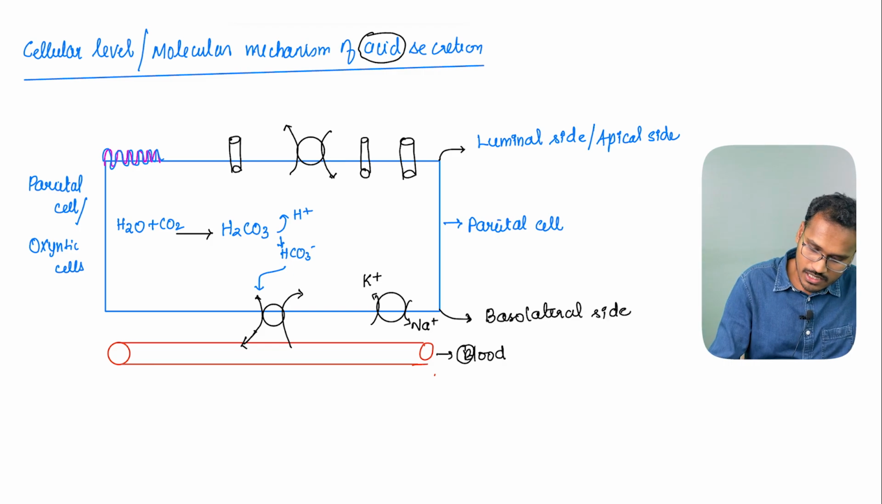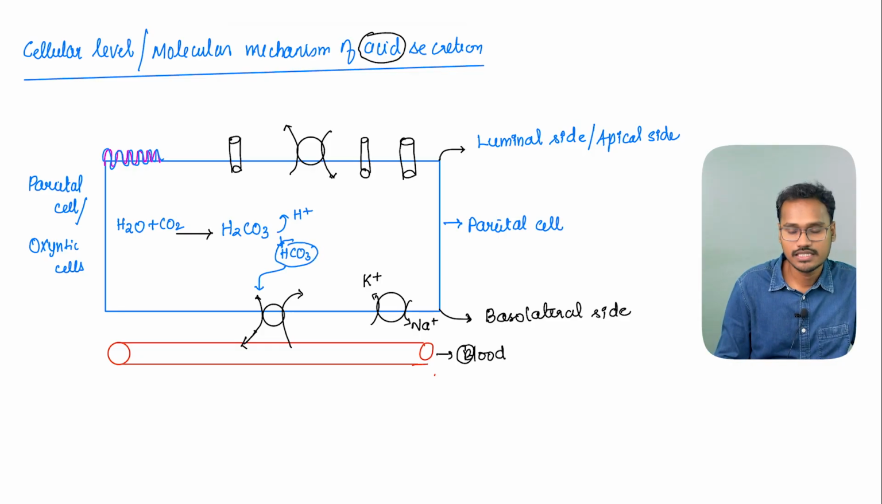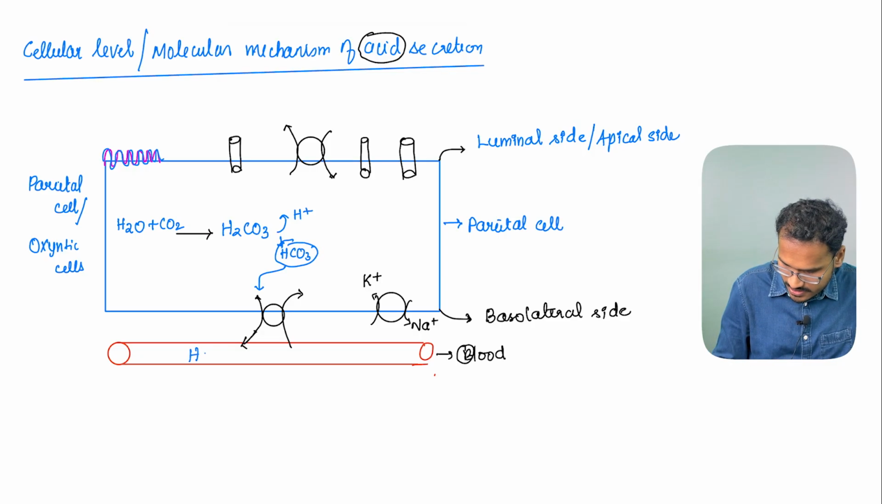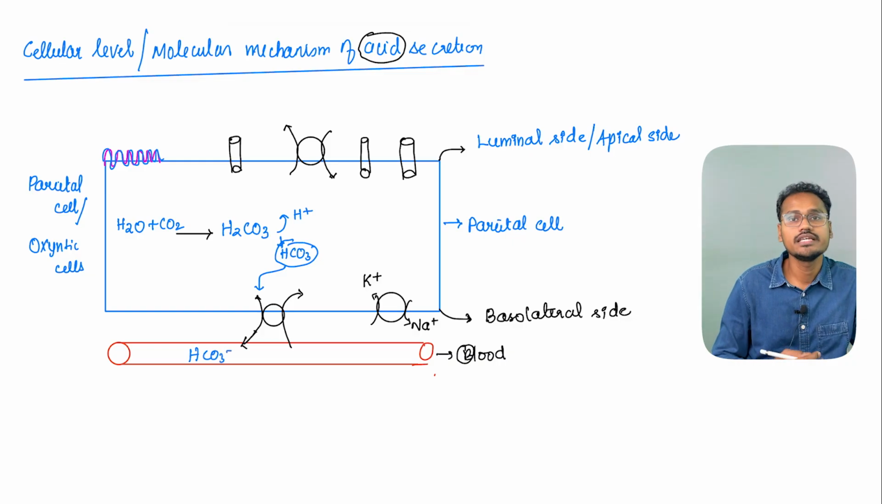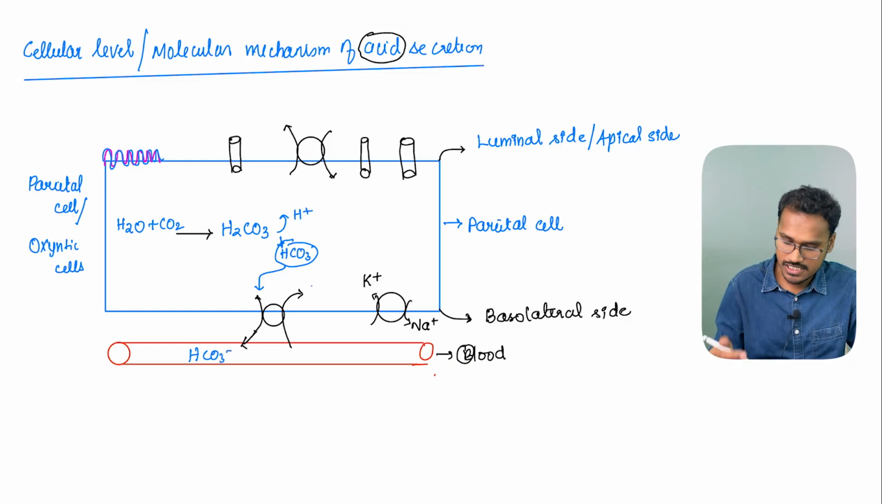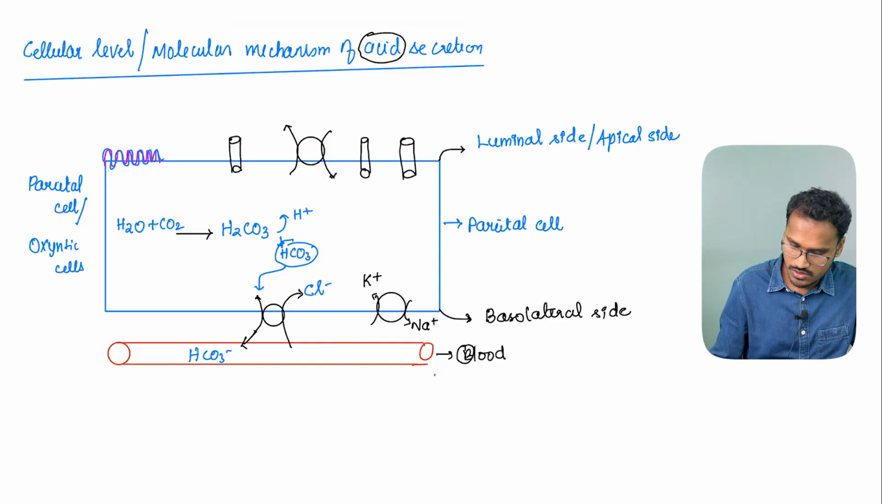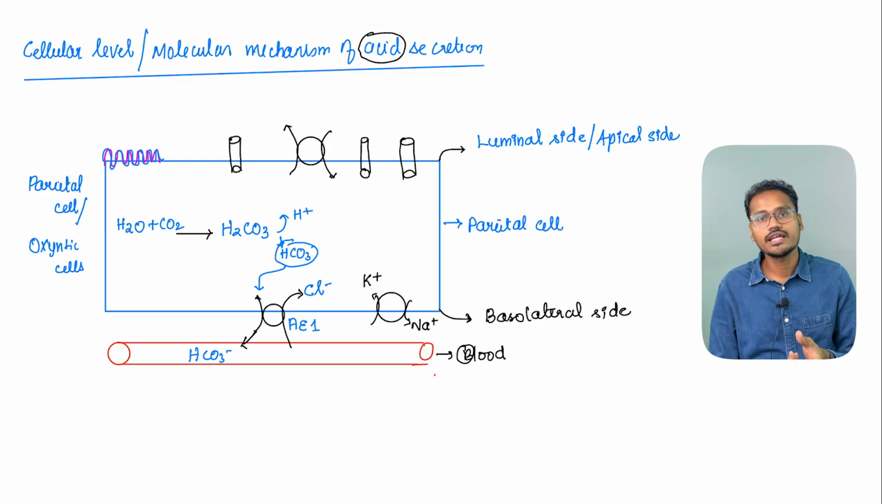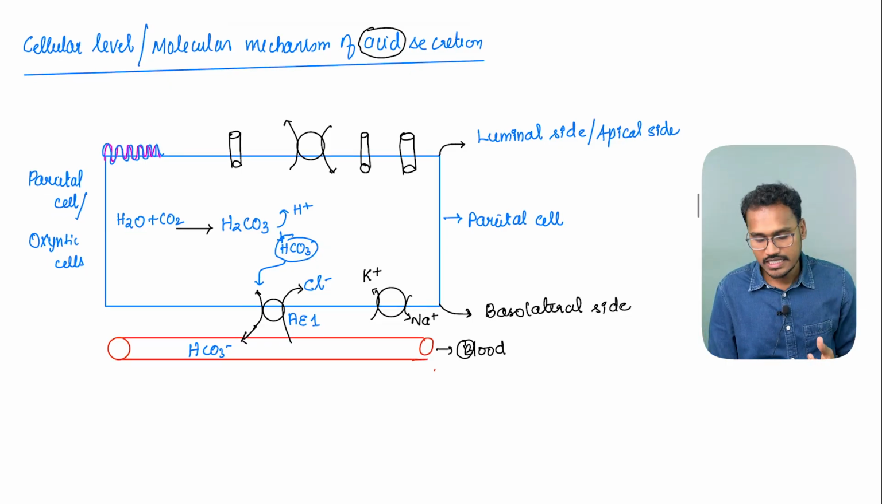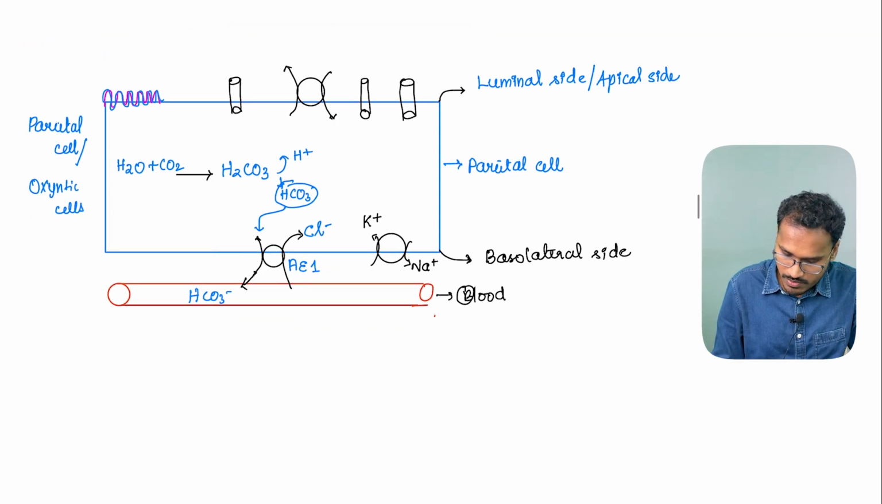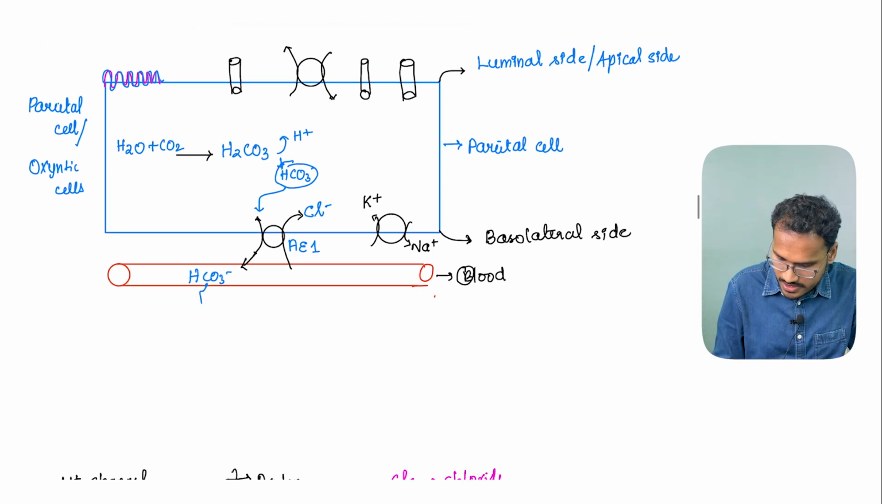Now, whatever bicarbonate is produced will enter into the blood. Many times we keep on seeing that the bicarbonate generally gets exchanged for chloride. So the chloride goes in. This particular exchanger is called the anion exchanger type 1. Why is it called an anion exchanger? Because it is sending out one anion and bringing in another, chloride. Because of this, the bicarbonate comes into the blood.